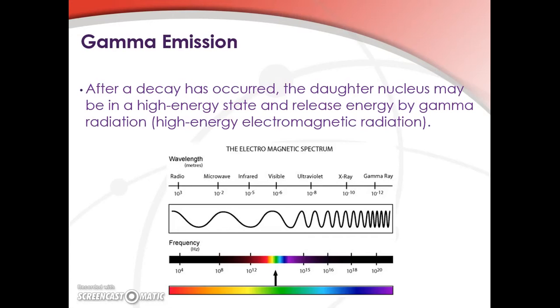So the third kind of radioactive decay we talk about comes when we have an unstable daughter nucleus, which is in a high energy state, and it wants to drop to a lower energy state, and it'll do this by emitting gamma radiation, which is really just super high frequency light. So we can see we have the visible spectrum here, ultraviolet, X-rays, and gamma rays are even higher energy.